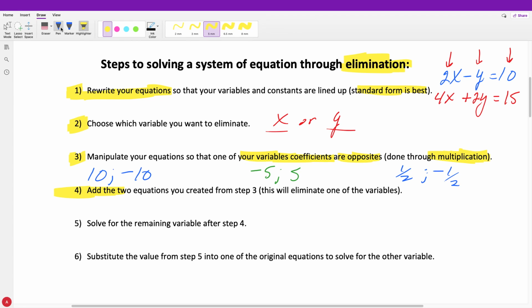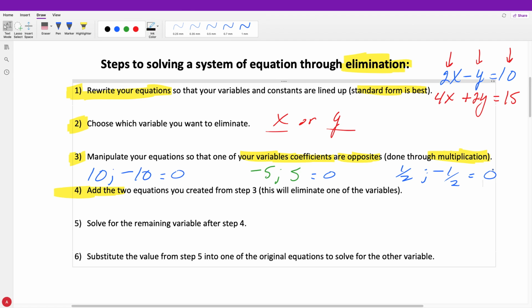And by adding them together, if our variable has opposite coefficients, well, negative 10 plus 10 is going to equal 0. Negative 5 plus 5 is going to be equal to 0. 1/2 plus negative 1/2 is going to be equal to 0. So when we add them down, it will eliminate one of our variables.